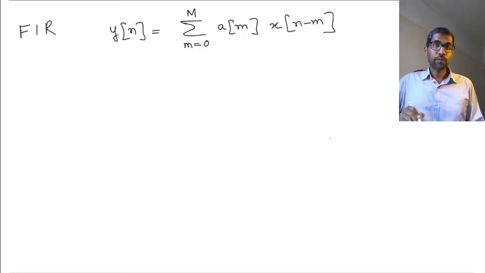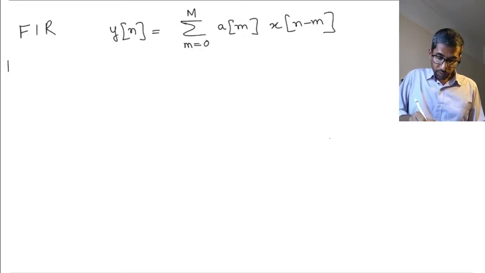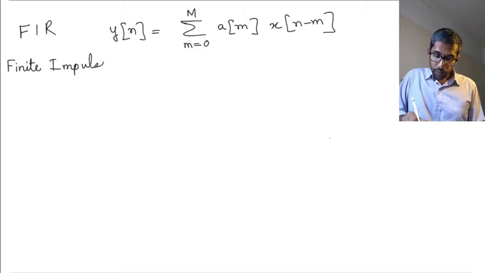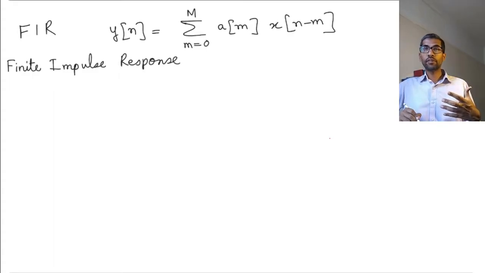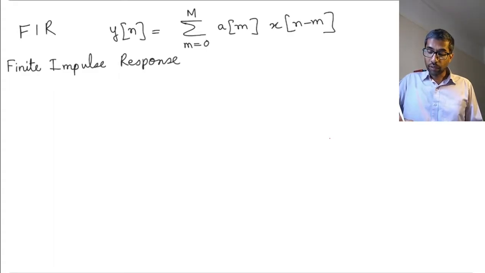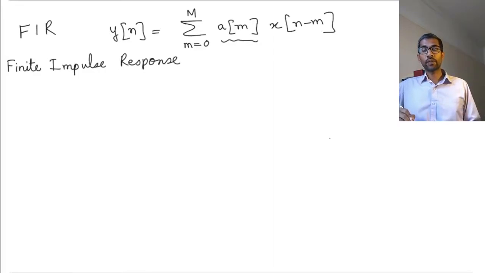finite impulse response filters. So let me just write that. So it is finite impulse response filters. These are called finite impulse response filters because the number of terms that are used to get the output are finite. Okay.